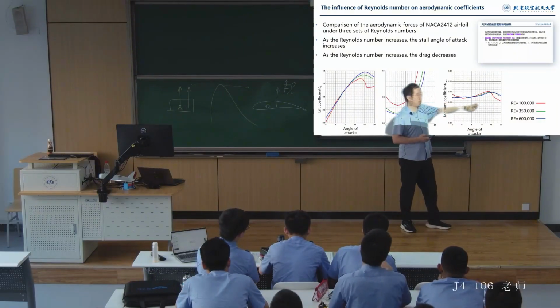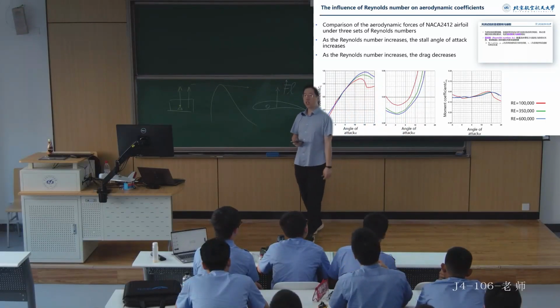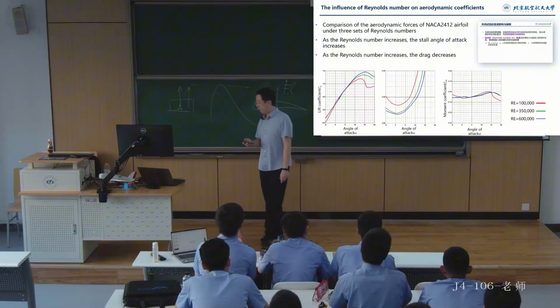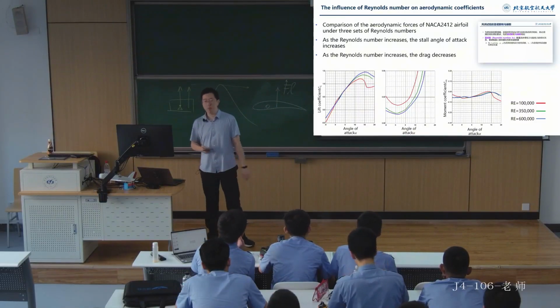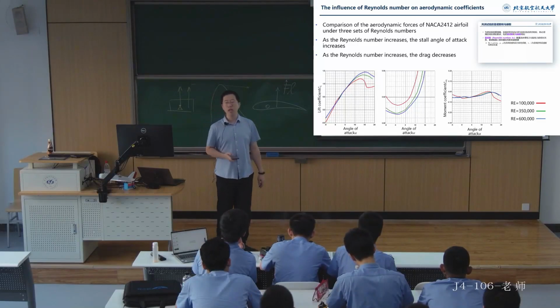Then with downward deflection, what does the zero-lift angle become? It becomes a negative zero-lift angle, right? Then with upward deflection, it becomes a positive zero-lift angle. This is the influence of the control surface on the zero-lift angle. So what is the use of this?